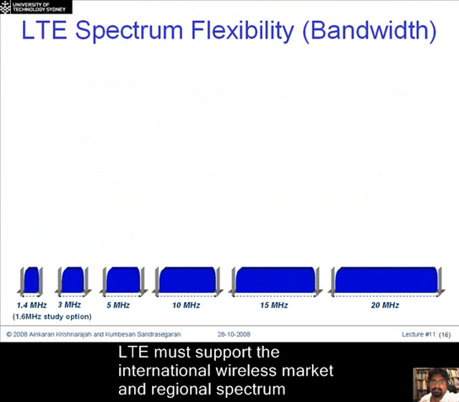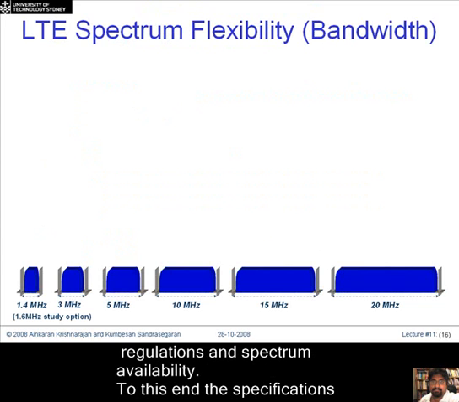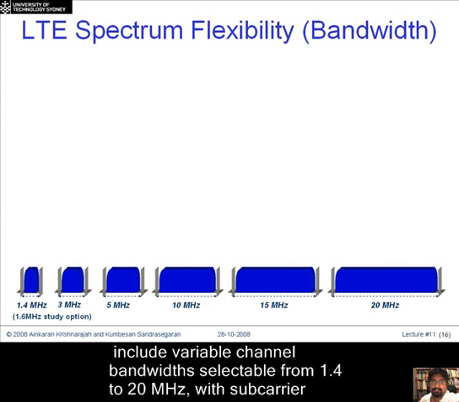Okay, now in terms of bandwidth, many possibilities. The lowest bandwidth is supposed to be 1.4 megahertz, then 3 megahertz, 5 megahertz, 10 megahertz, 15 megahertz, 20 megahertz. These are all the bandwidths that can be used for LTE spectrum.